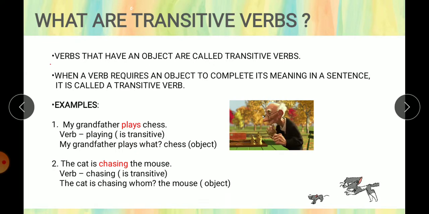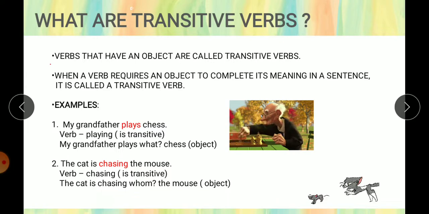Like, if we see this example, my grandfather plays chess. Now if we remove chess and the sentence stops at plays, my grandfather plays, that is also a complete sentence, but when we add chess to it, we are giving a more meaningful sentence. So an object, when added in a sentence, makes the sentence complete, and then that verb is called a transitive verb.